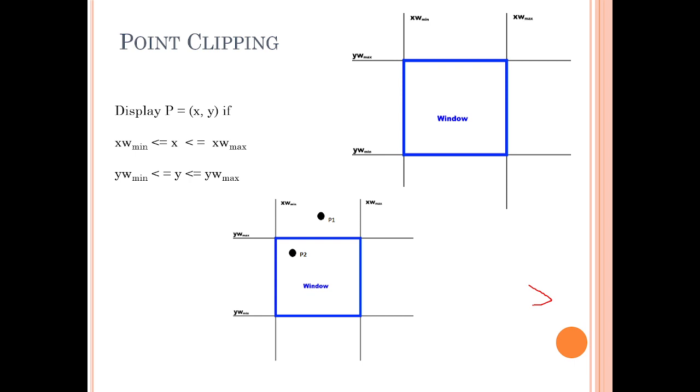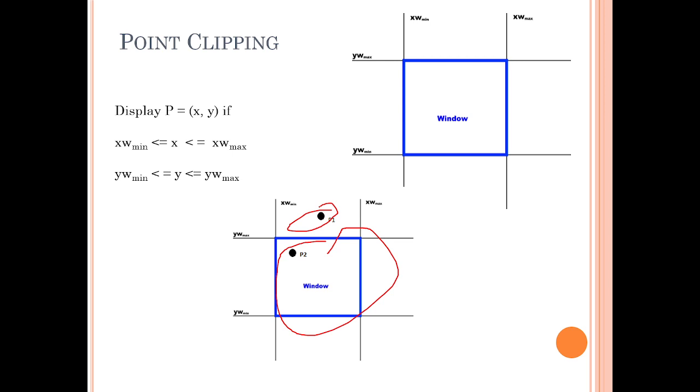Okay. See, for example, this one. This is an example, that is x min, x max, y min, y max. Here we can take two points, P1 and P2. P2 is inside the window and P1 is outside the window. So now we can delete P1 because it is outside of the window. Whatever points, lines or polygons are outside of the window, we can clip them. That is the removal of the particular scene. In that way it is called clipping.